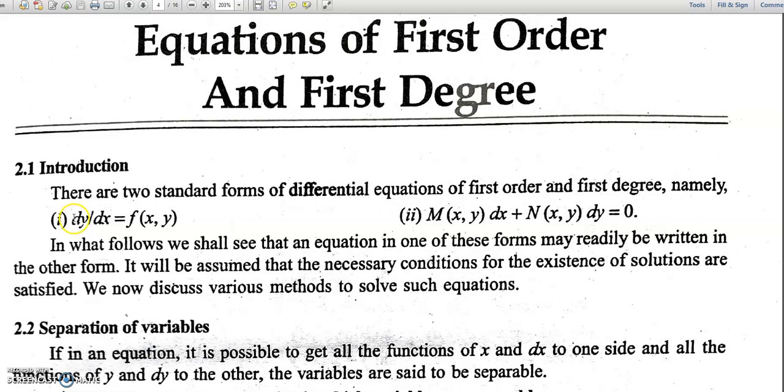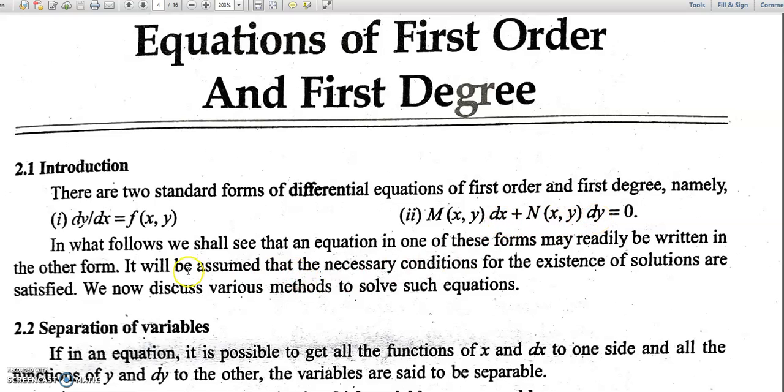And first degree means the power of the derivative. Here the power is 1, so this is first order first degree. And equation means equal to. Here the function f is any function of two variables x and y. So how do we write the general form of a first order first degree equation? dy/dx equals f of x, y. In another form we can write the same equation like M(x,y) dx plus N(x,y) dy. Here we have separated dx and dy.